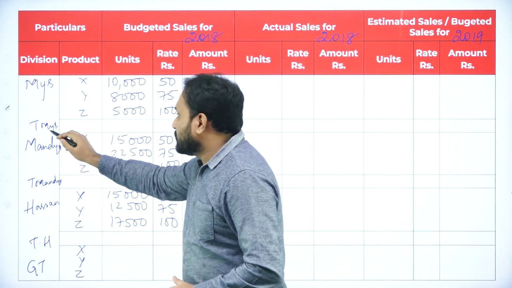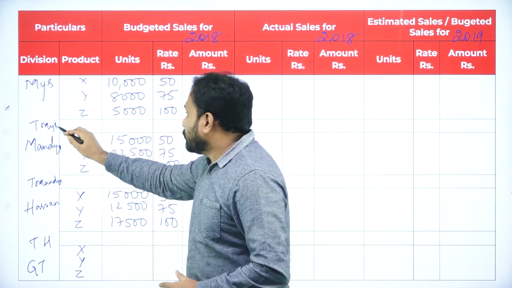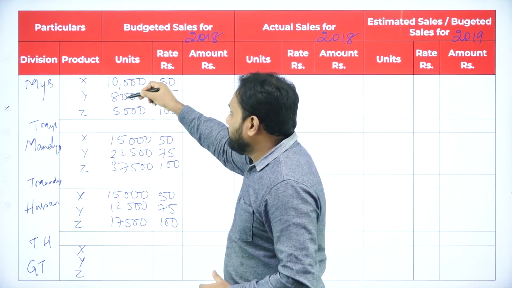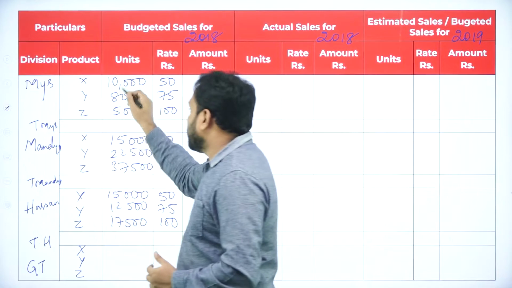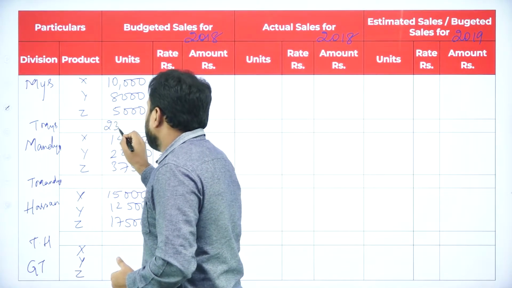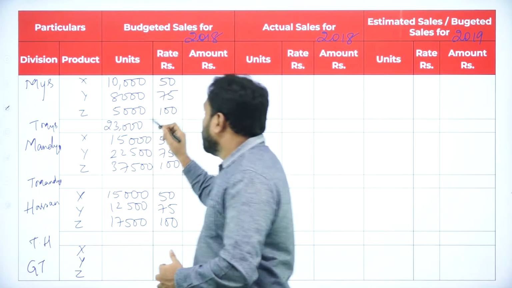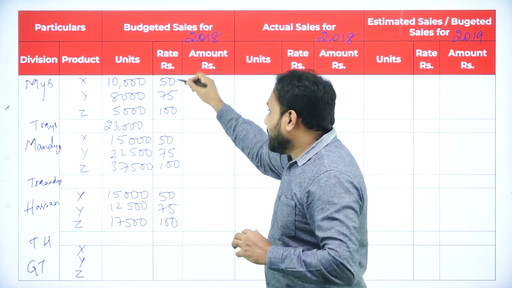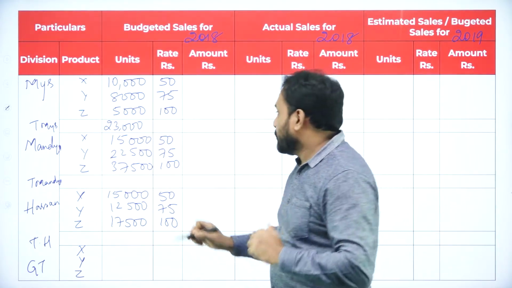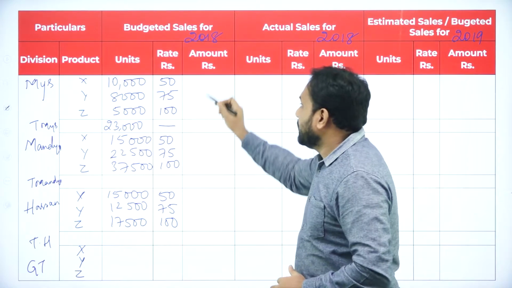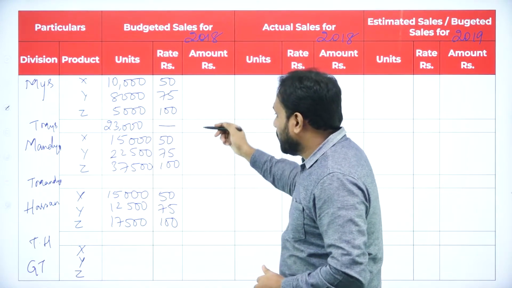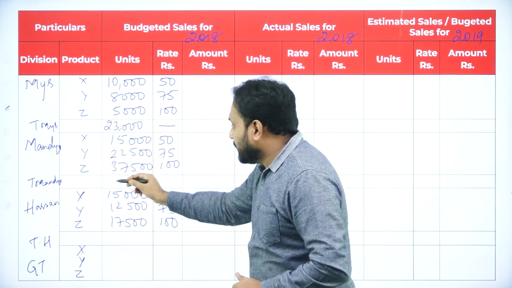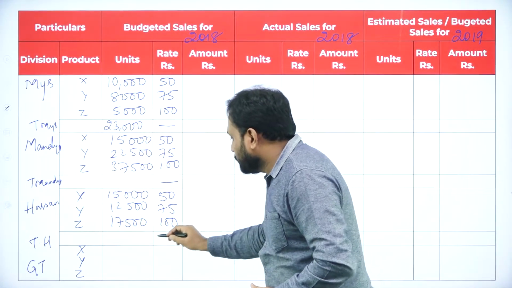So here what happens is total of Mysore. Now total of Mysore, what happens? 10 plus 8 plus 5. So you have 23,000. So we'll write here 23,000. Now the question for you, rate, should you calculate? No. So here you should put a dash. Now calculate it. You are supposed to multiply and get me the answer here. Again, add this, write it.